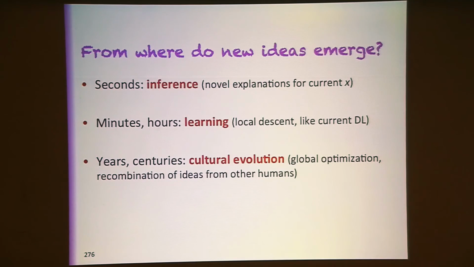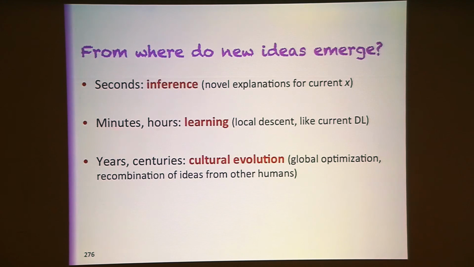So when I presented longer versions of this talk, some people asked me, okay, but where do new ideas emerge? Well, they emerge at different scales. They emerge at the scale of seconds in your brain when you're doing inference. What is inference? It's trying to find an explanation for what you're currently seeing. And sometimes you come up with a novel explanation. Inference has a bit of a stochastic nature, and you're faced with new things. And these new explanations may bring you to better models of the world through learning.